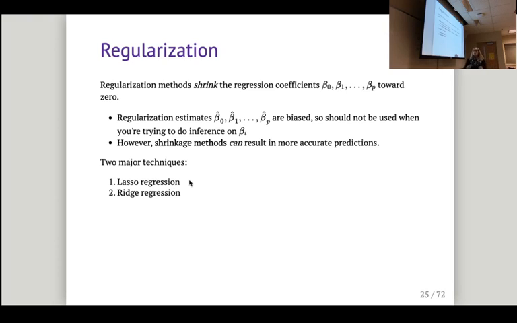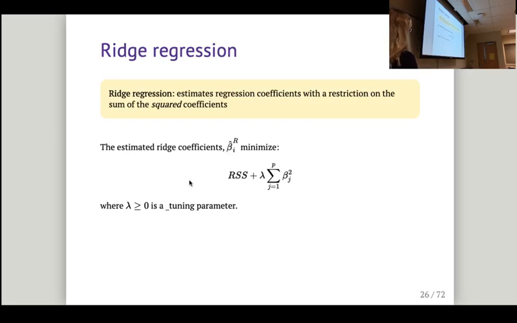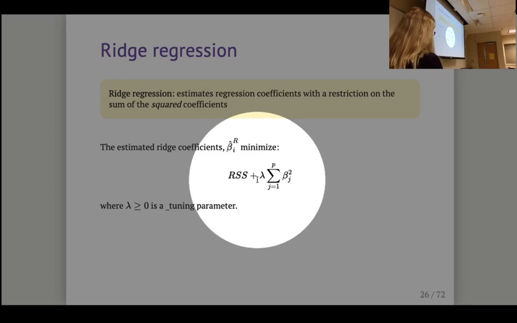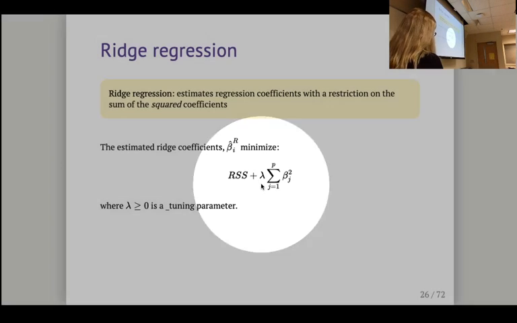But if all we want to do is try to predict pollution at a specific time, then this works pretty well. All right, so here are the two major methods for regularization. The first is something called ridge regression. The idea here is that we'll place an additional restriction on the sum of the squared coefficients.